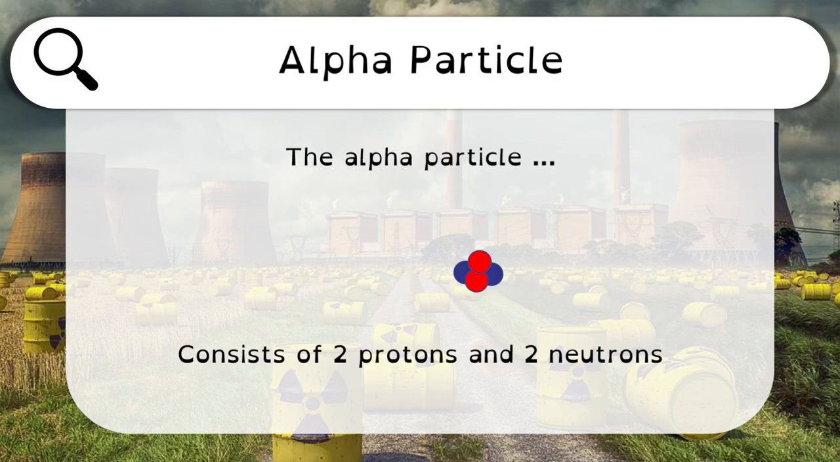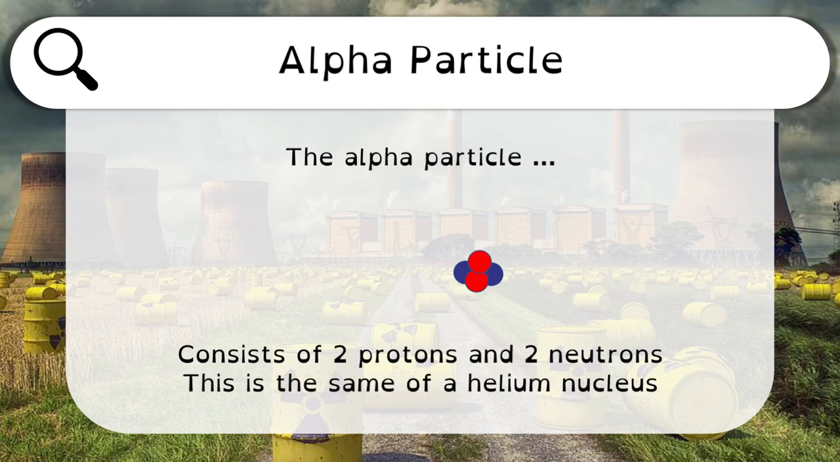So what is an alpha particle? Well, an alpha particle consists of 2 protons and 2 neutrons. Just like when you look at helium on the periodic table, it's the same, apart from it doesn't have the electrons whizzing around the outside. It's just the same as the middle part, the helium nucleus.